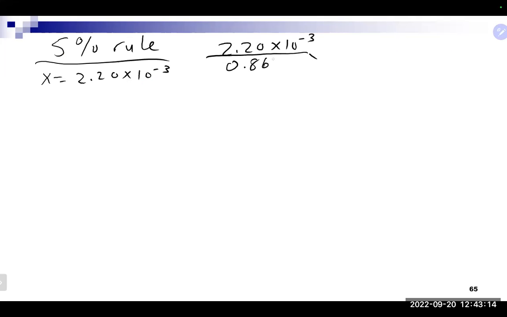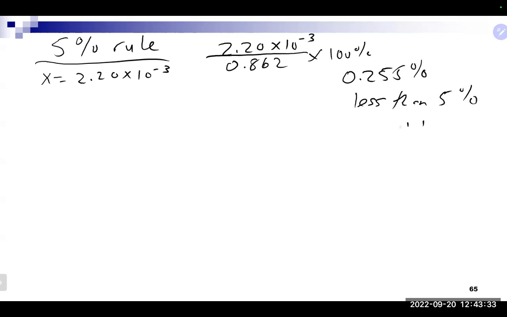So 0.862 times 100%. So 2.2 times 10 to the minus 3 divided by 0.862 times 100 gets us 0.255%. That is less than 5%. That means that's a big smile. You can use it. It's all good. If you get over 100%, definitely don't use it. But if you get over 5%, that means you need to go back and solve it some other way.